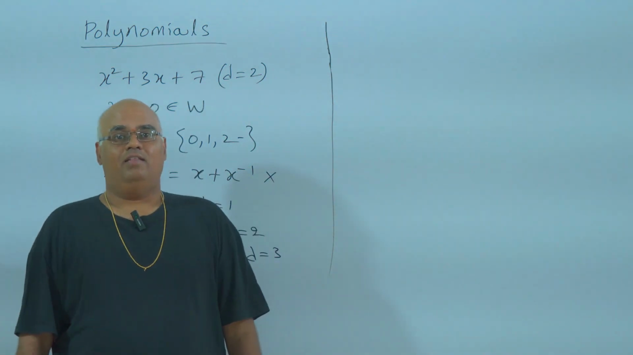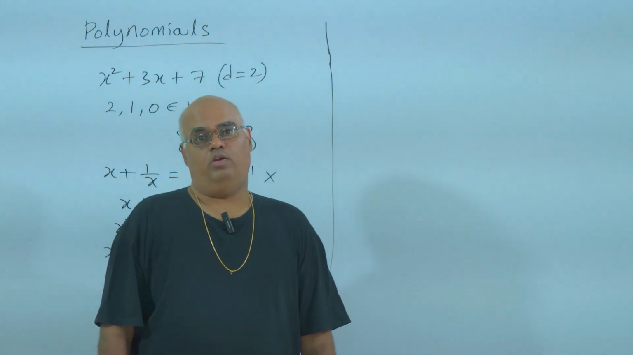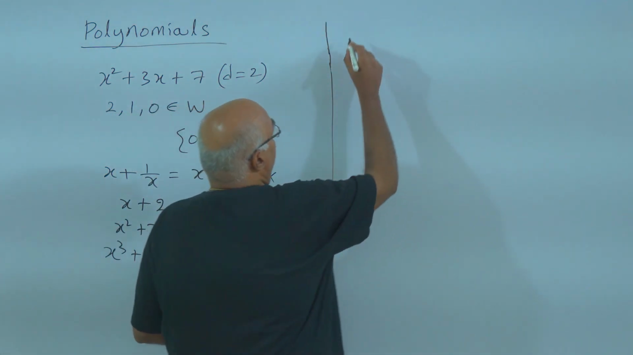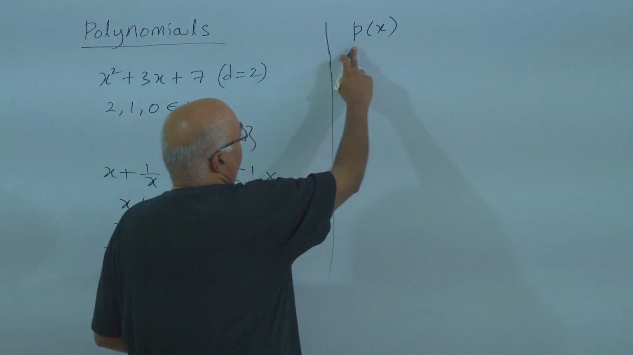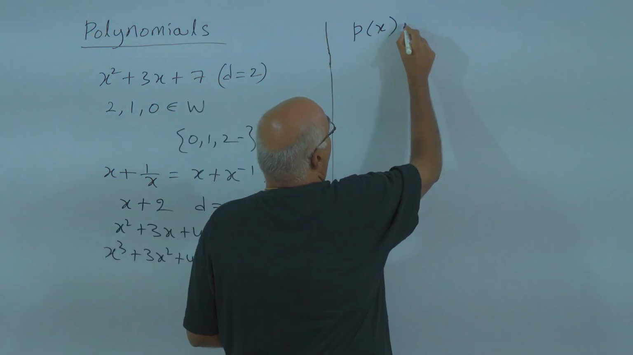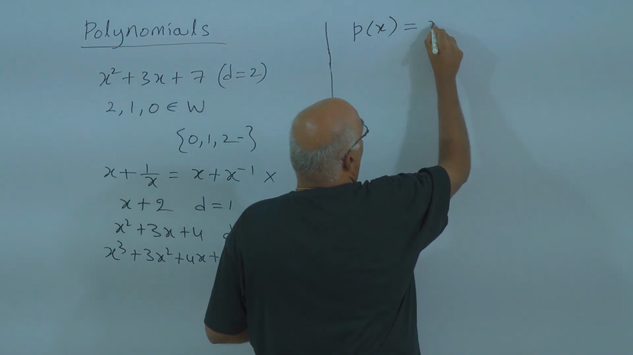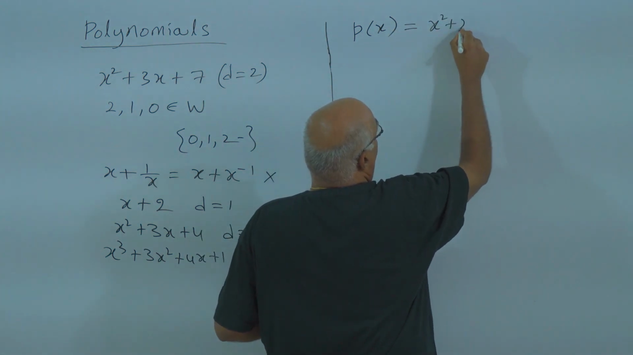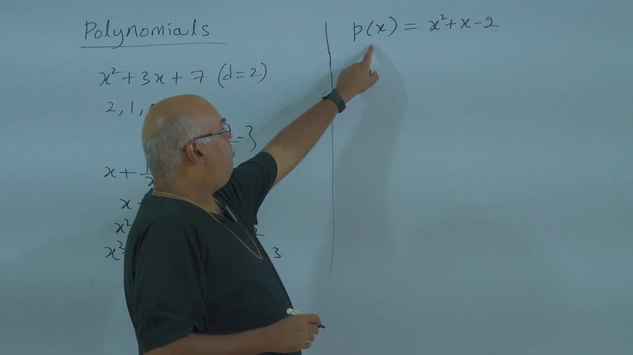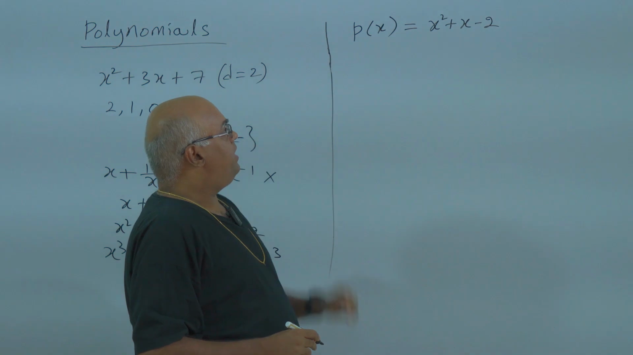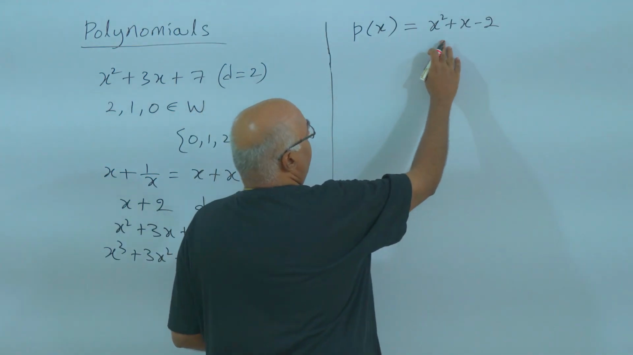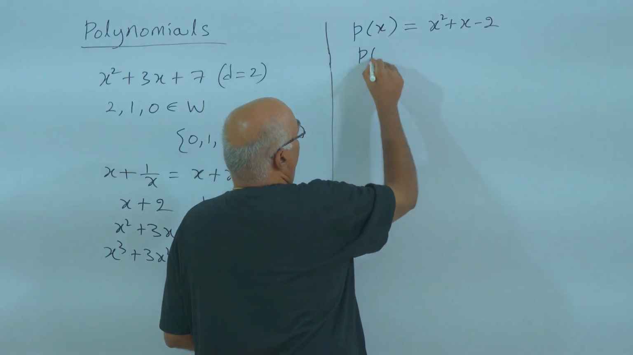Now let us see the definition of zero of a polynomial. Normally, polynomials are denoted by letter p of x. So this is a polynomial in the variable x. Say the polynomial in the variable x is x square plus x minus 2. The polynomials are denoted like this. So p is a polynomial in variable x. Suppose in the place of x I will substitute 1. I will find out p of 1.